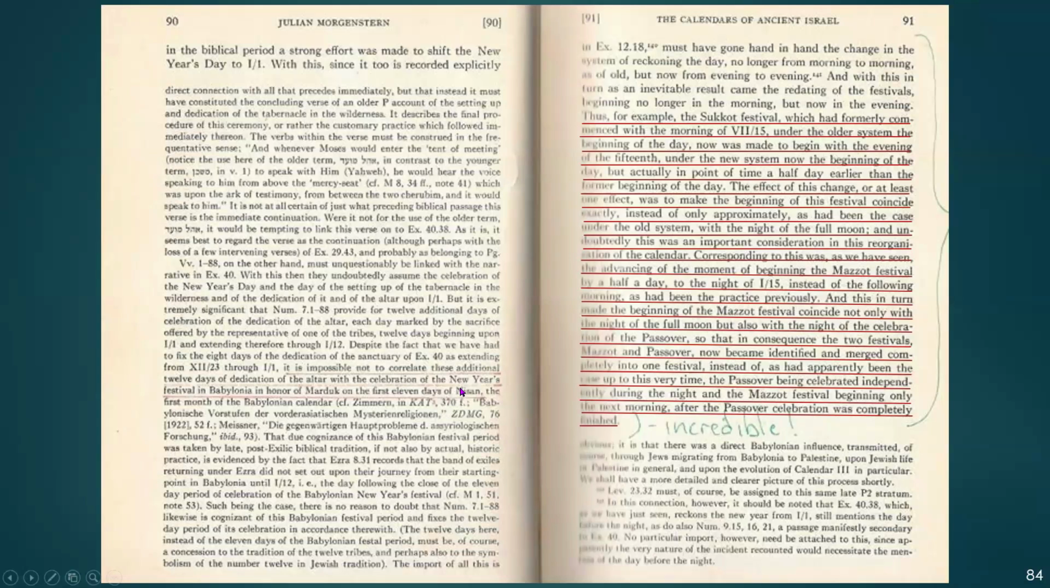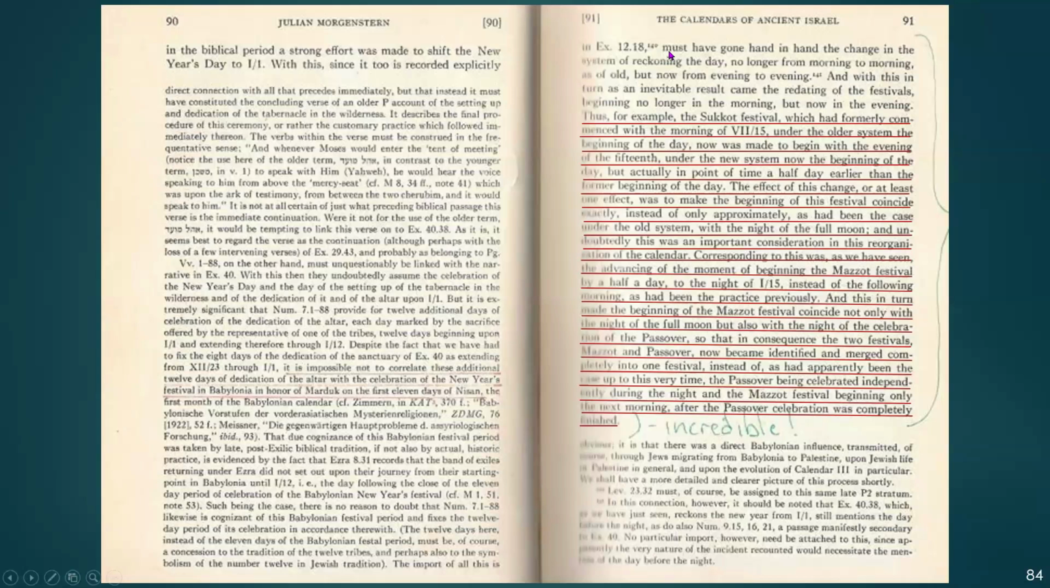But that's not too bad, or shall I say, there's worse. Let's have a look over here. I'm going to be reading on the right-hand side, starting at the very top. In Exodus 12, verse 18, must have gone hand in hand with the change in the system of reckoning the day. Hang on. Yahuwah said he did not change. But here, on this calendar, there's a change.